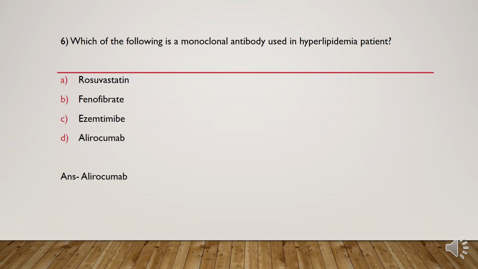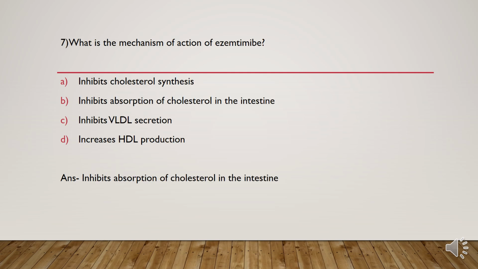clearance from the bloodstream. Seventh question: what is the mechanism of action of ezetimibe? Options are it inhibits the cholesterol synthesis, it inhibits the absorption of cholesterol in the intestine, it inhibits the VLDL secretion, and it increases the HDL production. So the answer will be it inhibits the absorption of cholesterol in the intestine, because ezetimibe blocks the transporter directly in the small intestine, which reduces the absorption of the dietary and the biliary cholesterol. It is often used in combination with the statins.